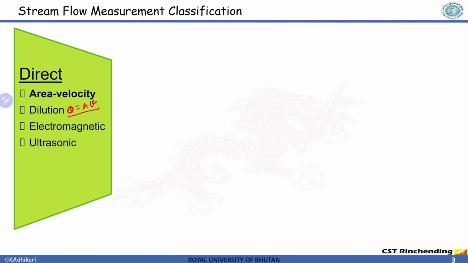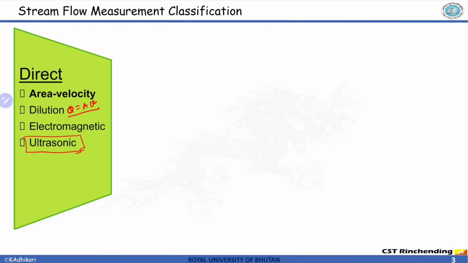There is the dilution method, the electromagnetic method, and the ultrasonic method. This ultrasonic method uses ultrasonic sound frequencies to do the discharge estimation. Okay, as a case study I'll be presenting a project that was undertaken by final year students of College of Science and Technology, and it was a successful project. There we used ultrasonic sensors to do the stage measurement, and finally that stage was converted to discharge. That is going to come next when I discuss the case studies.